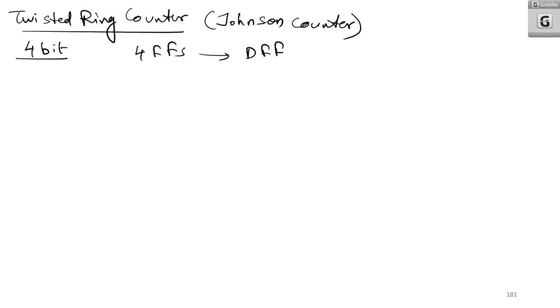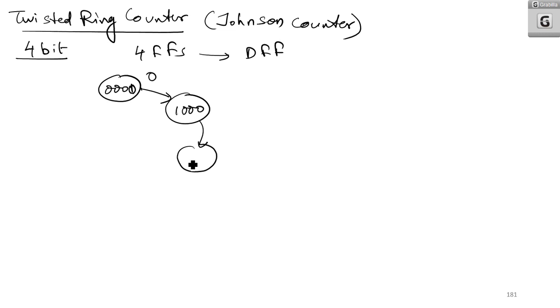Now, let me show the sequence of that. Because you are having 4 flip-flops, you can use 4 bits. Initially it will be 0, 0, 0, 0. Then what happens? 1 comes in the first bit, so it is 1, 0, 0, 0. Next, 1 will be transferred to the next bit, but this 1 will remain there. That is 1, 1, 0, 0. Then comes 1, 1, 1, 0.